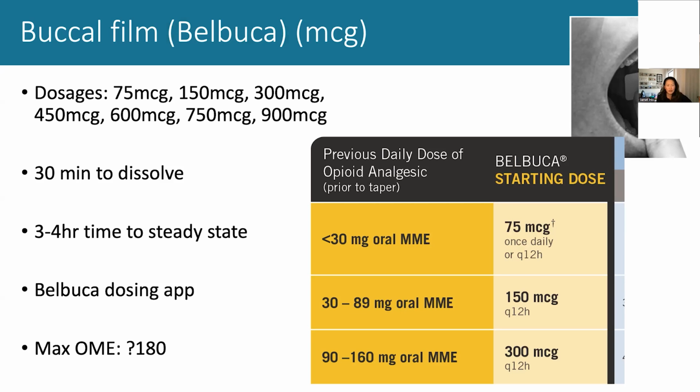At 900 micrograms twice a day, I think in practice, folks feel like you can't really get more than like 150 to 200 OME worth of opioid effect for pain. Certainly you would not start someone at 900 micrograms twice a day. You'd start them in this middle range and then titrate up. And that's what the Belbuca company recommends, also like every 3 to 4 day up titration.